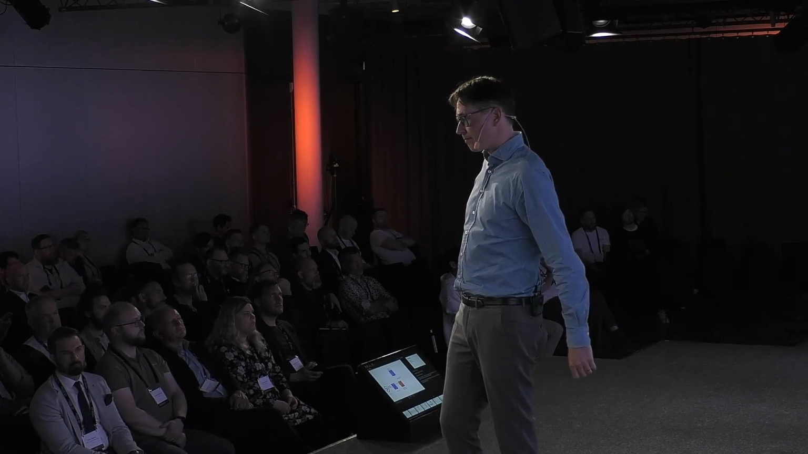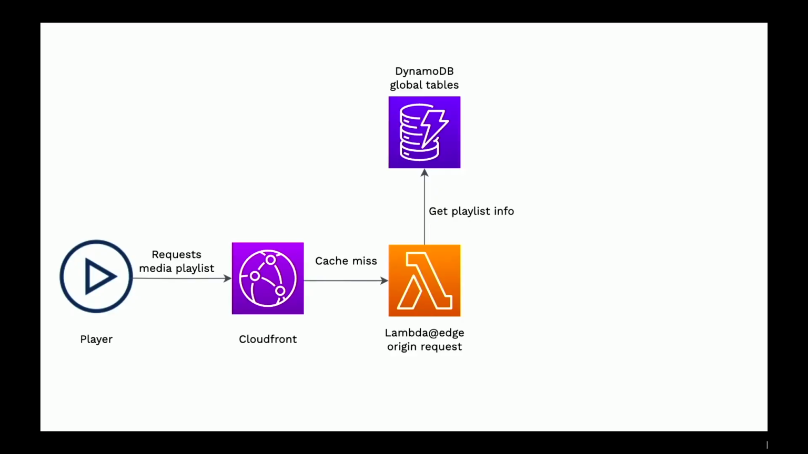So the flow is that the player requests the playlist from the CDN. There is a cache miss, which triggers our compute. That goes to DynamoDB and fetches the playlist information. The playlist information, in short, contains the start time of our VOD, or of a live when it should start, and then a list of all the segments that are included in the media playlist. Together with the current time, we can then decide where to put the window and which segments to generate.